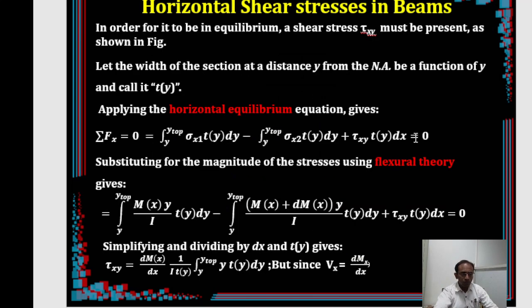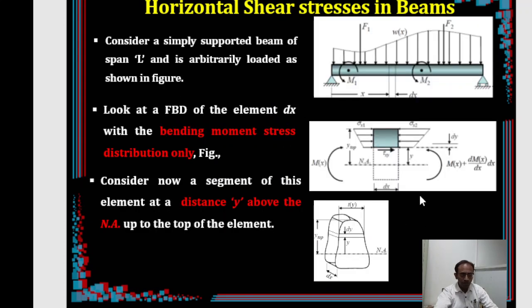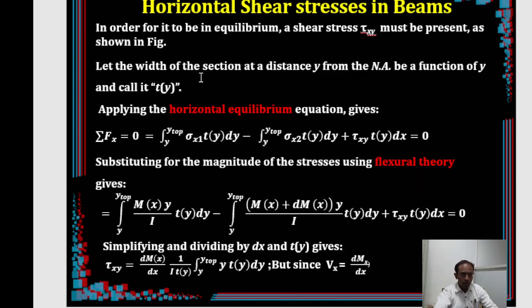Now, if this element is to be in equilibrium in the horizontal direction, what was responsible is this tau xy. So this makes the whole equilibrium take place, right? Once we take the horizontal equilibrium equation, let's apply sigma Fx. What are those forces in the x direction you take? Sigma x times t(y) dy.